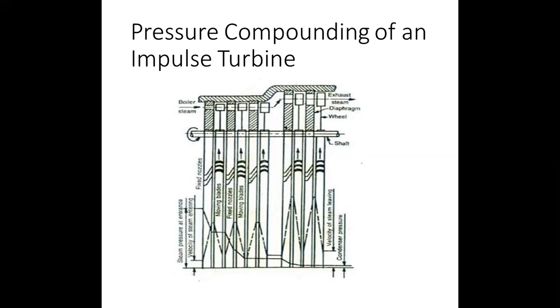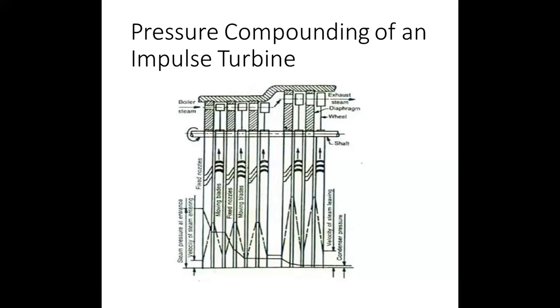The steam from the first moving blade ring enters the second nozzle ring where its pressure is further reduced. A little consideration will show that the pressure drop per stage in the nozzle rings is not the same, but the number of heat units converted into velocity energy in each stage is the same. The process is repeated in the remaining rings until the condenser pressure is reached.